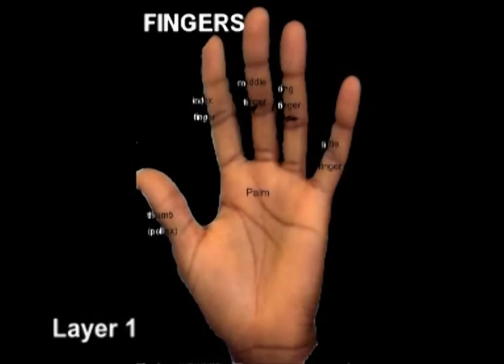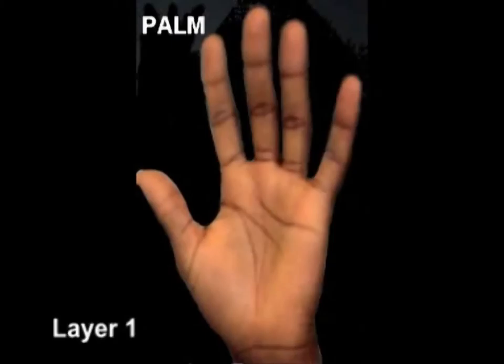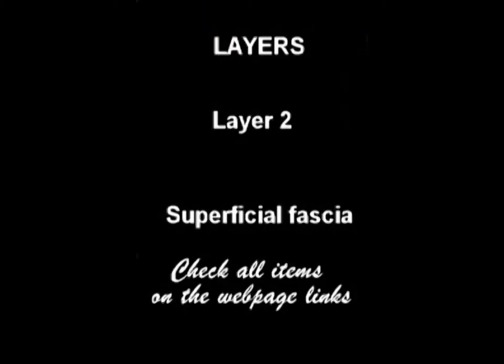In sum, this layer contains skin with transverse creases, proximal digital creases, middle digital creases, distal digital creases, hypothenar eminence, thenar eminence, fingers, and pulp of the fingers. This is layer 2. It is a layer of superficial fascia.